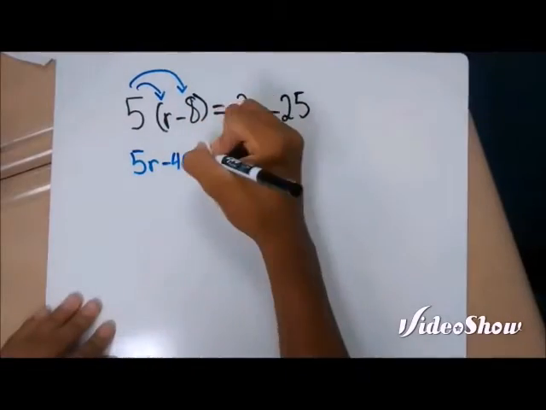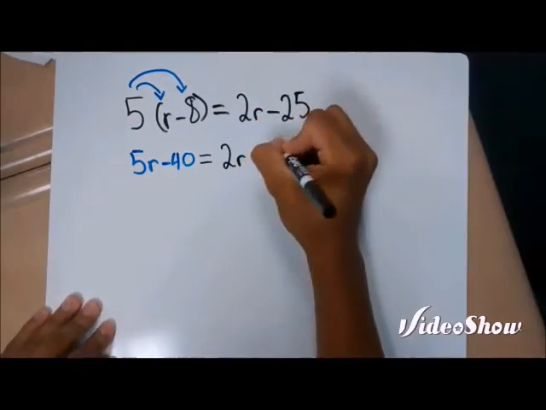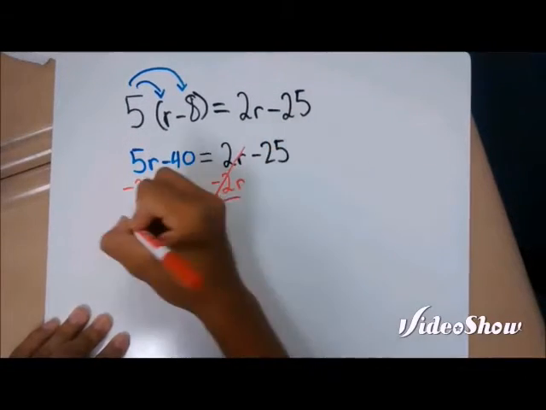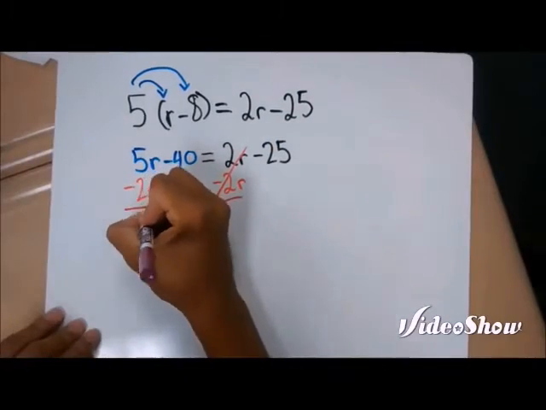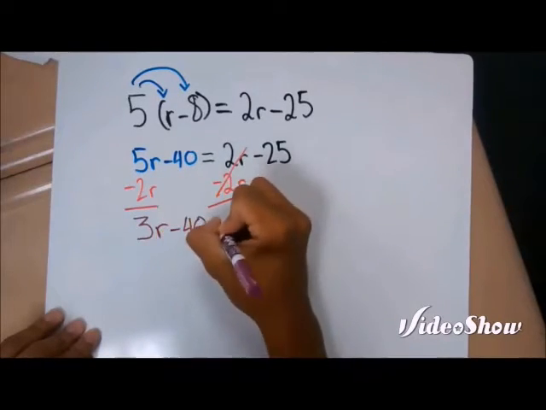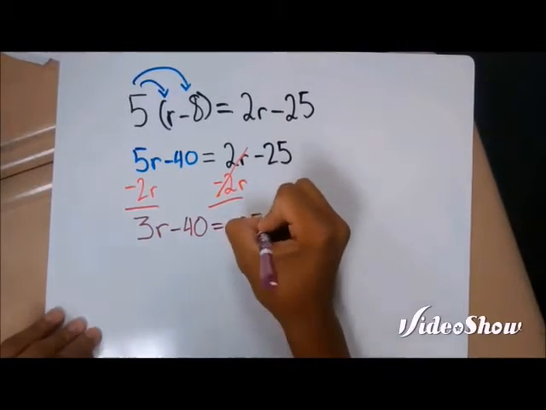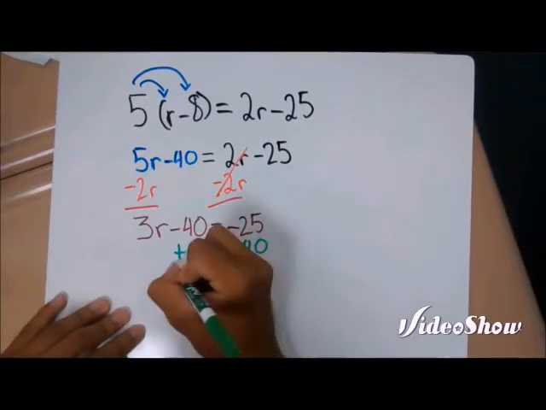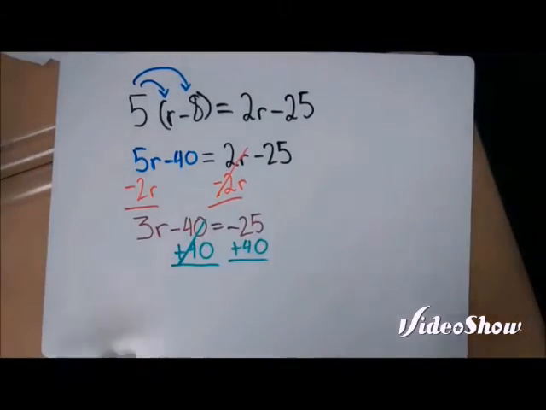You get rid of the parentheses. Then use the inverse operation and subtract 2r on both sides. The 2r's cancel out because of the opposite signs, and you get the equation 3r minus 40 equals negative 25. After that, you use the inverse operation of subtraction and add 40 to both sides. The 40's cancel out because of the opposite signs. You end up with the equation 3r equals 15.